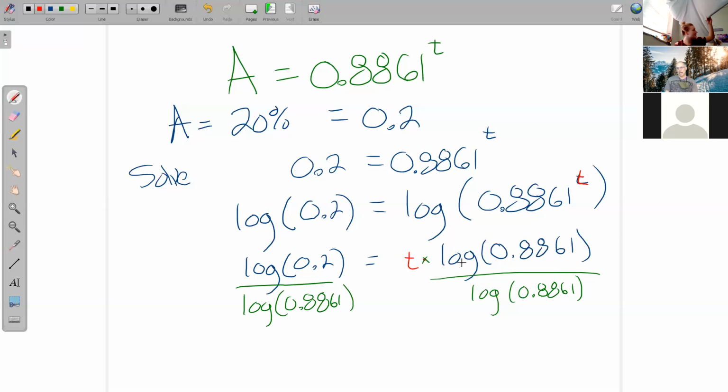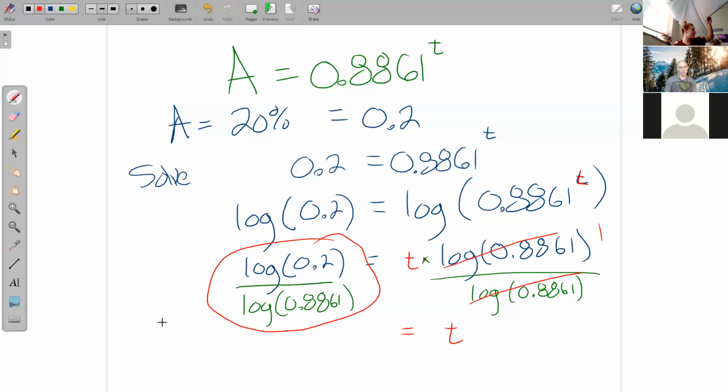So on the left side, I have a number divided by itself, which is 1. 1 times t is t. I have solved for t. T is that fraction right there. The logs do not cancel. We tried to do that last week. It didn't go well for us. I just have to type that into my calculator.